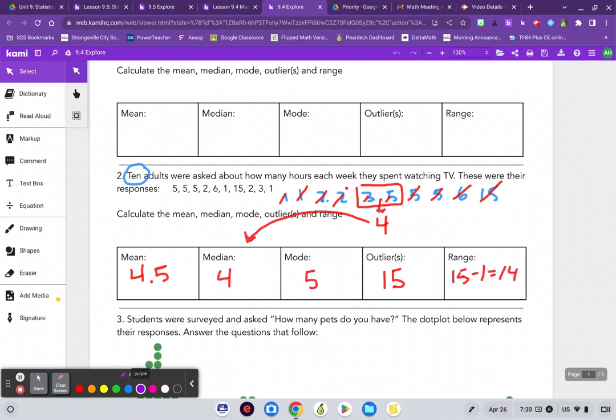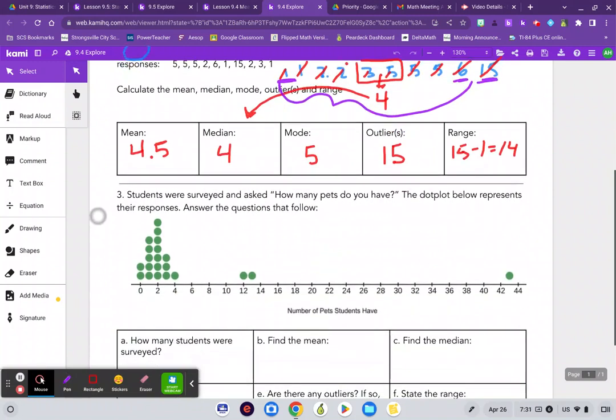Let's talk about this outlier. And so again, looking at this endpoint down here of 1, that is very similar to the other endpoint of 1 and the 2 and the 2. So 1 is not an outlier. But my 15 over here looks very different or is very far away from the other number next to it, 6. And so because 15 is really far away from the rest of these data points, we call that an outlier. Finally, the range is the difference between the smallest and largest piece of data. And so we have a range of 14.